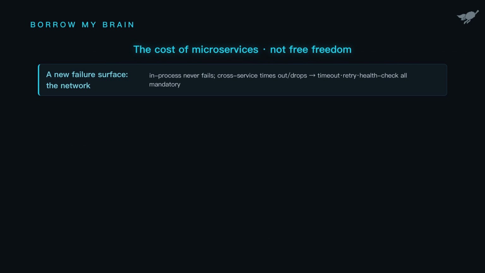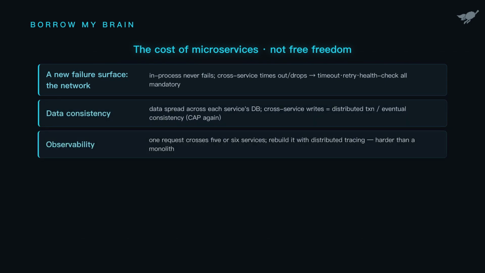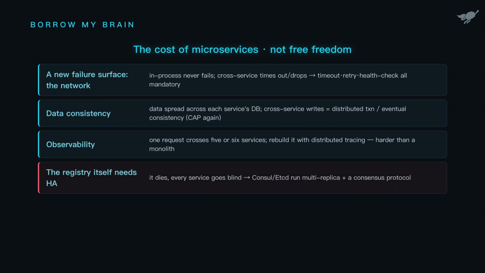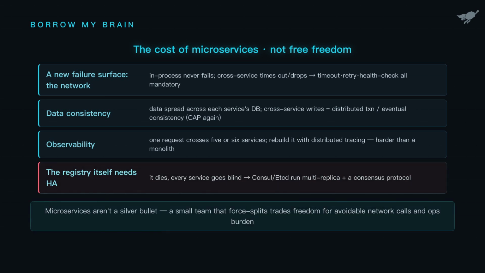Splitting felt great, but you've got to do the math. The primer is honest about the cost of microservices. Let me lay it out for you. First, the network becomes a new failure surface. An in-process call almost never fails. A cross-service call can time out, can drop. That whole set from last episode: timeouts, retries, health checks. All of it applies here, and it's a hard requirement.